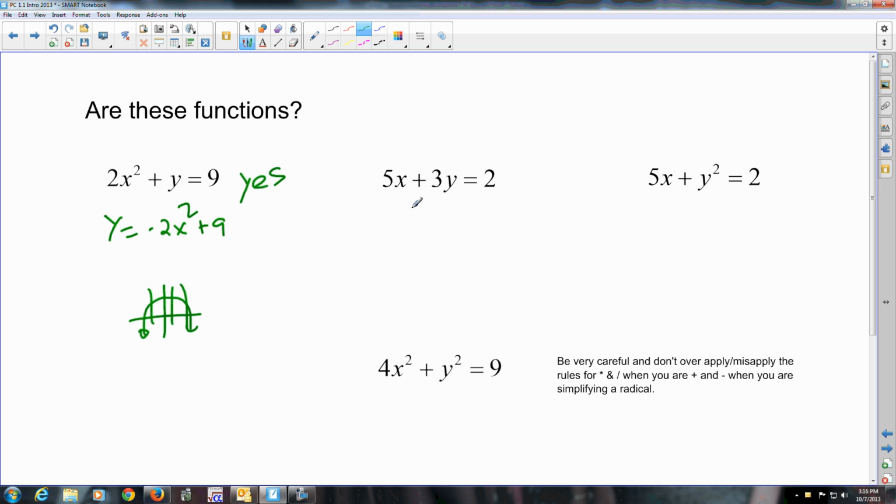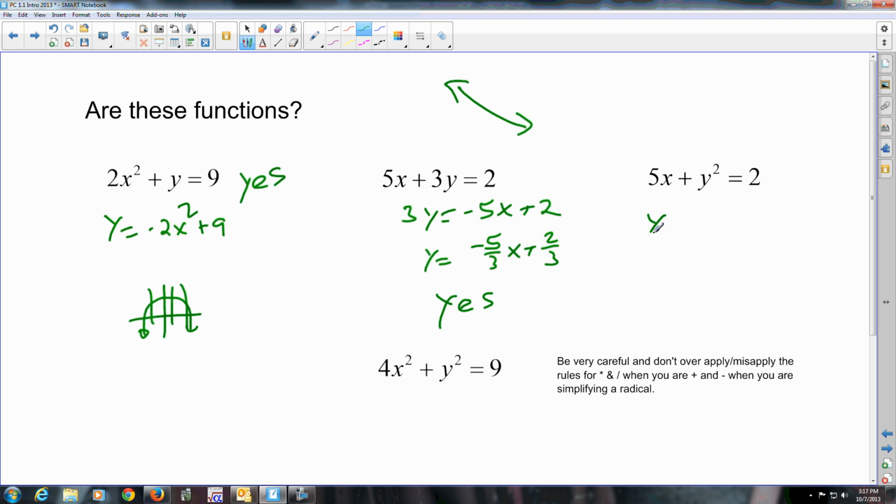This one, I'm really hoping you guys recognize that thing. Minus 5x plus 2 divided by 3, minus 5/3 x plus 2/3. That's just a line, you guys. It happens to have a negative slope, so you get a line that's going like this. It's going down. Is it going to pass the vertical line test? Heavens yes. Okay. This one, subtract the 5x.